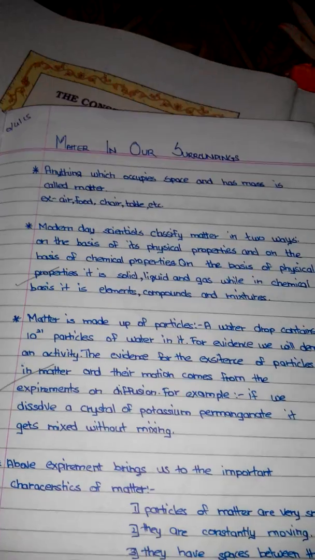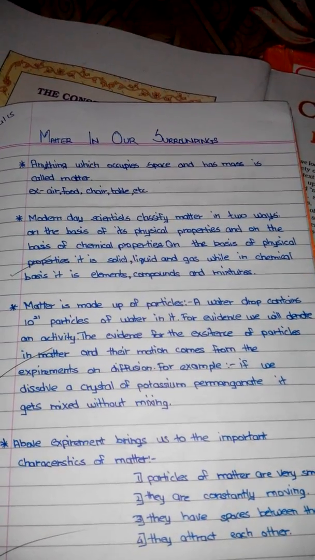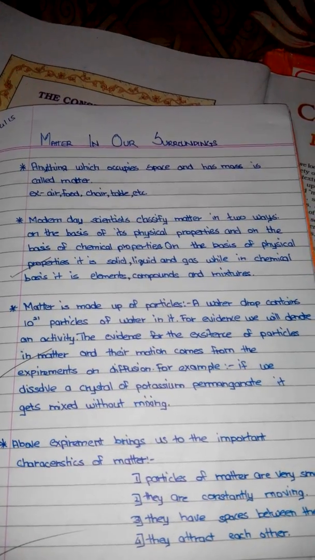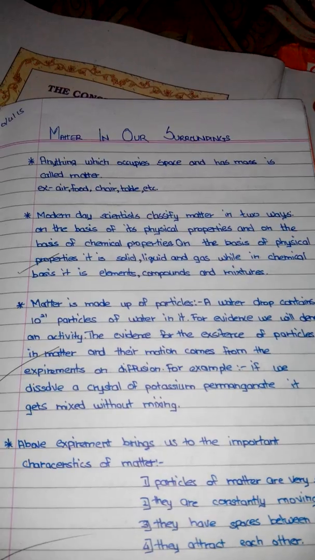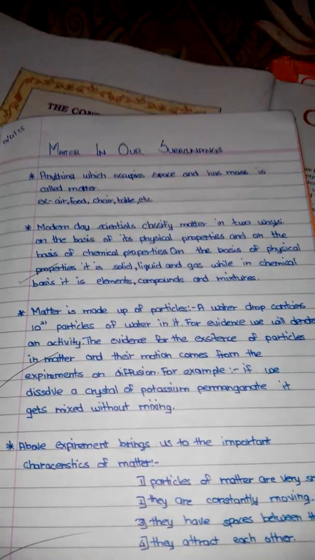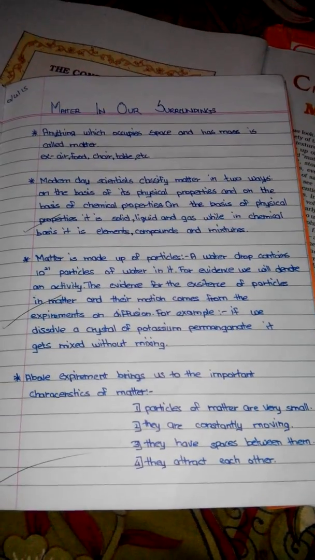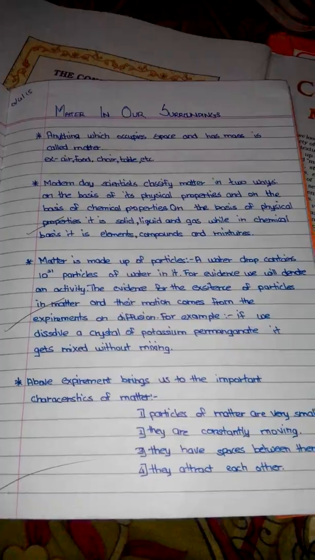Anything which occupies space and has mass is called matter. Example, air, food, chair, table, etc. Modern day scientists classify matter in 2 ways, on the basis of its physical properties and on the basis of its chemical properties. On the basis of physical properties, it is solid, liquid, and gas, while on chemical basis, it is elements, compounds, and mixtures. Matter is made up of particles. A water drop contains 10 raised to 21 particles of matter. Okay, so that is all not needed in this thing.